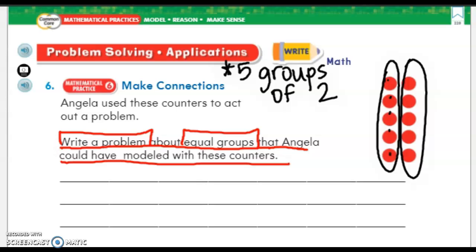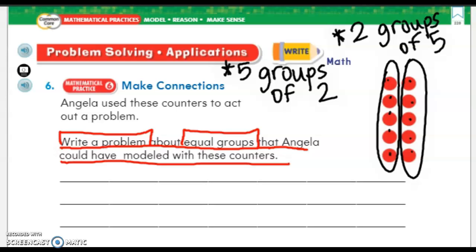So that would be 1, 2, 3, 4, 5. They're equal. That's 2 groups of 5. So your word problem could either be about 5 groups, having 5 groups of 2 in each group, or it could be 2 groups with 5 in each group.